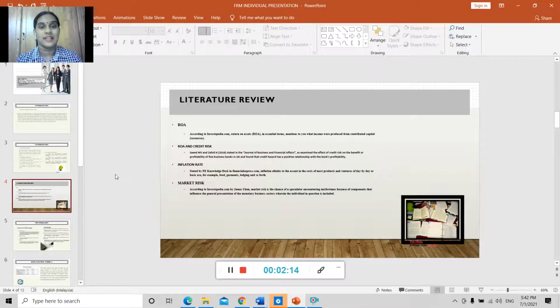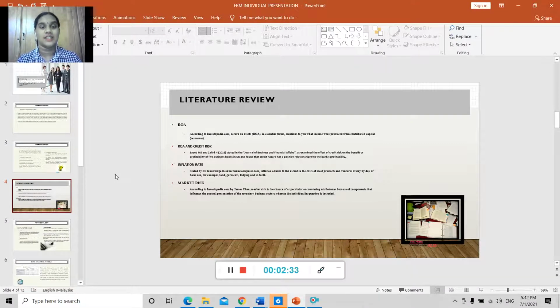ROA in credit risk. Syed MS and Zahid N in the year 2016, stated in the Journal of Business and Financial Affairs, examined the effect of credit risk on the profitability of five business banks in the UK and found that credit hazard, or known as credit risk, has a positive relationship with the bank's profitability.